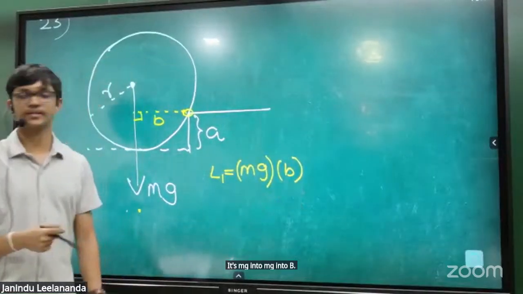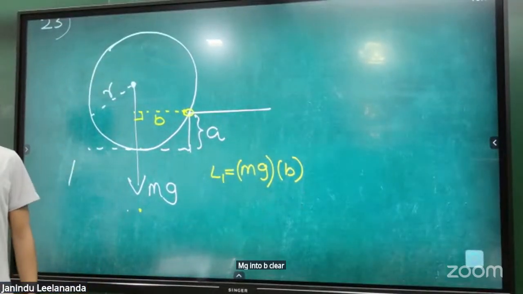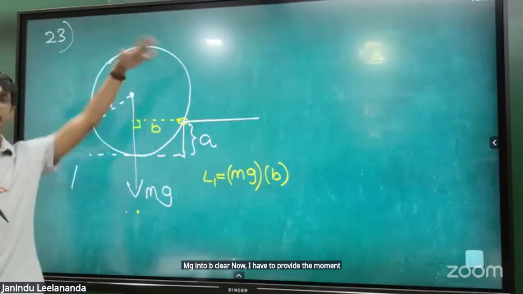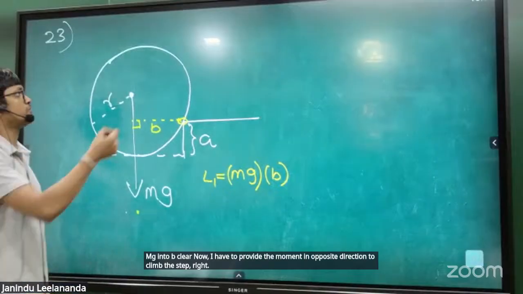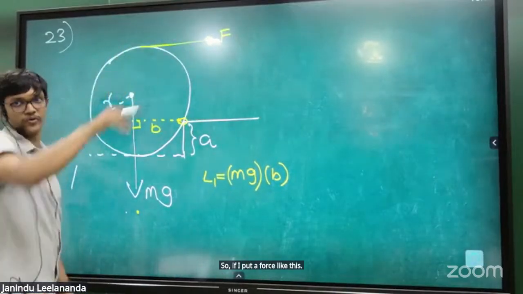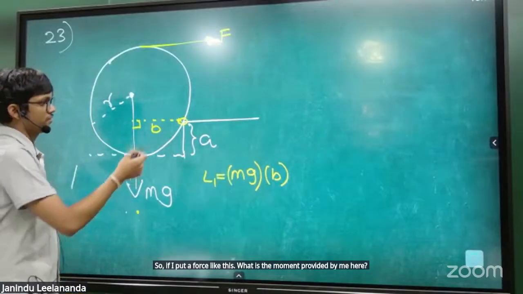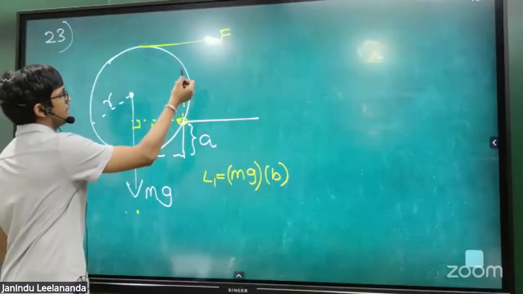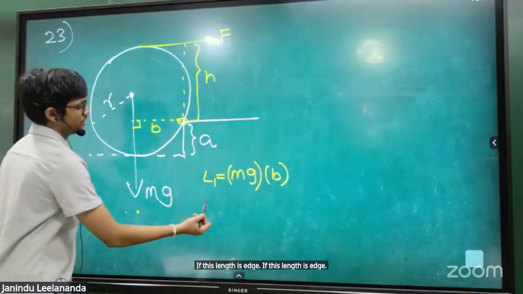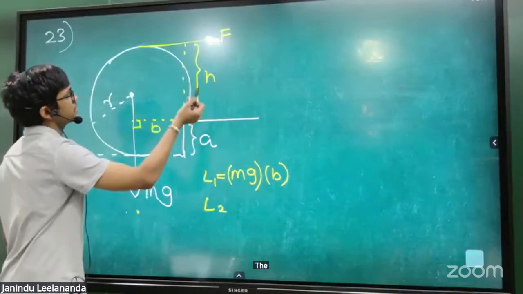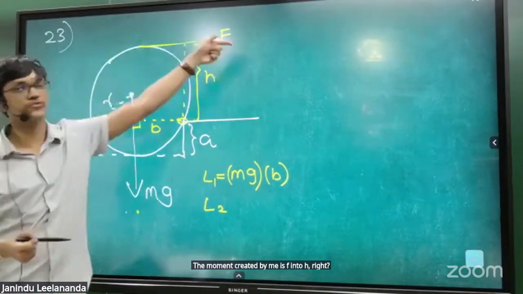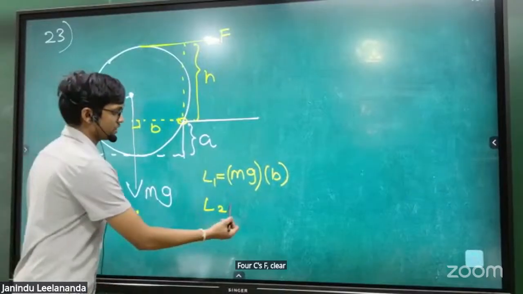Now I have to provide a moment in the opposite direction to climb this step, right? So if I put a force like this, what is the moment provided by me here? If this length is h, the moment created by me is F into h, right? Force is F.